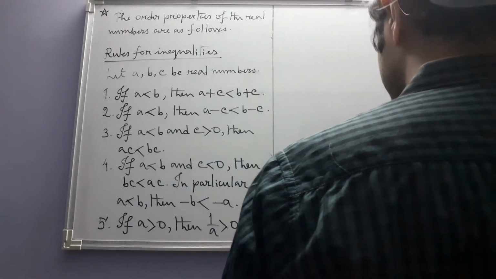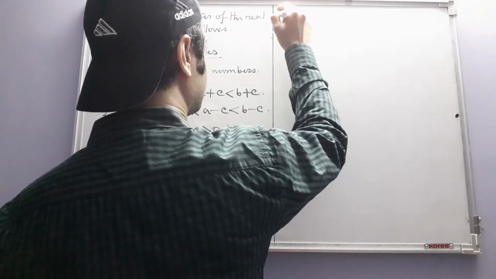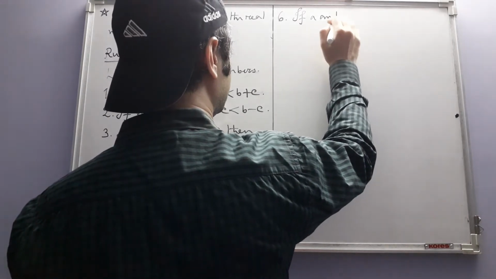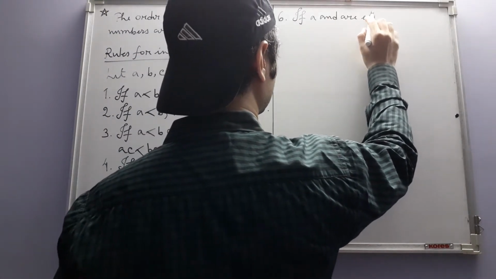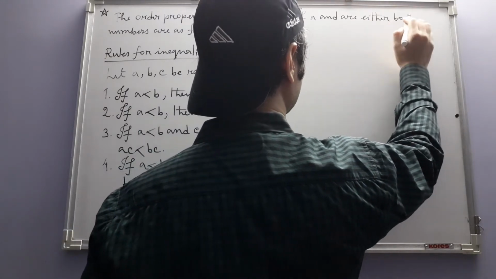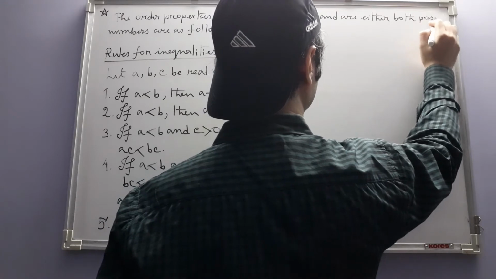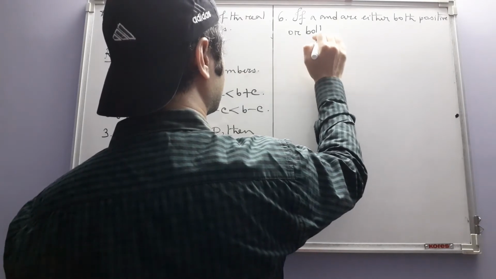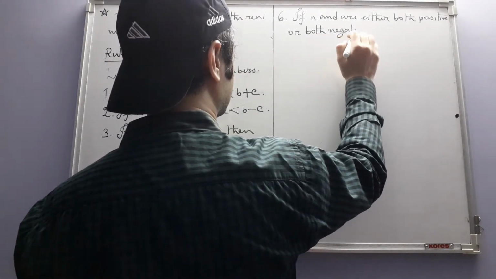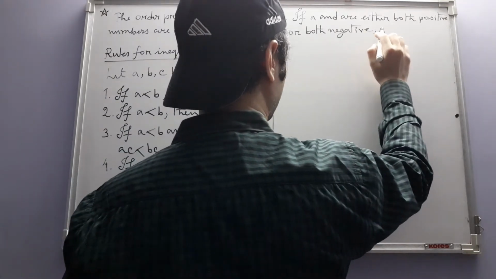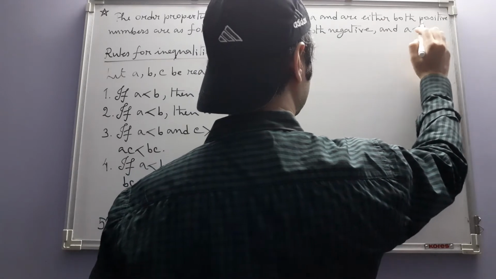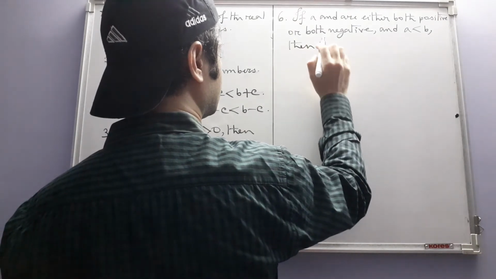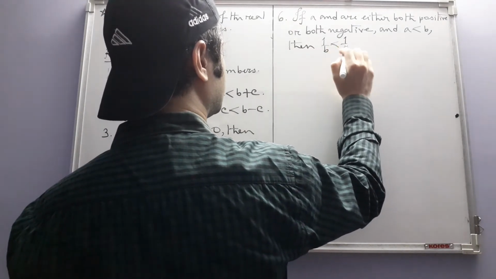And one more is there, 6. If A and B are either both positive or both negative, and A is less than B, then 1 by B is less than 1 by A.